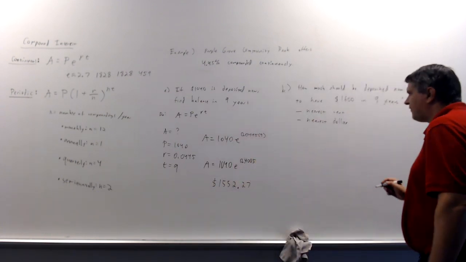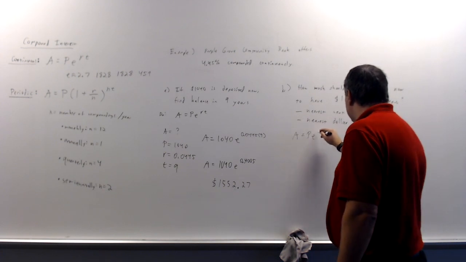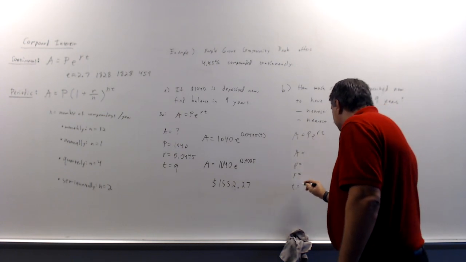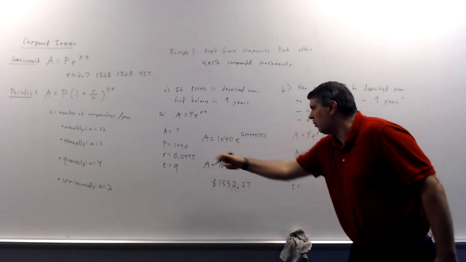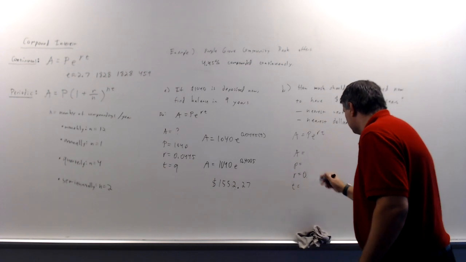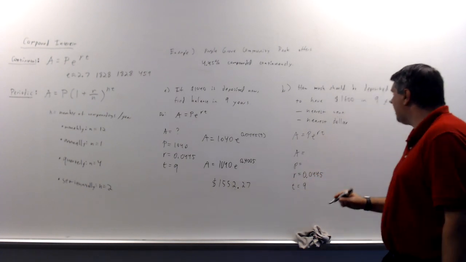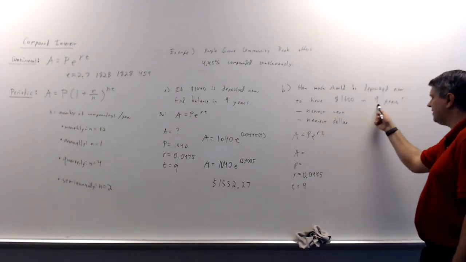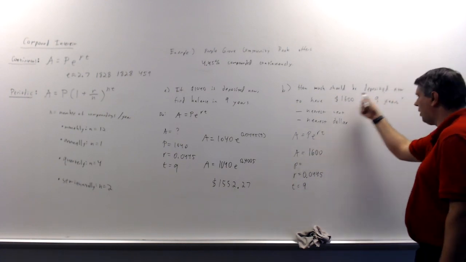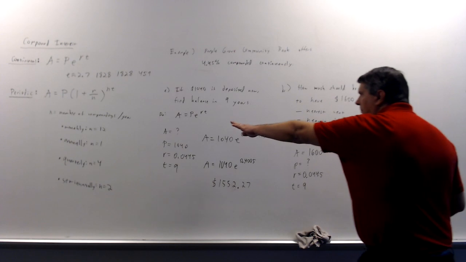Okay? Now for this one, it's still continuous. A equals P e to the rt power, where A equals, P equals, R equals, T equals. Well, the rate is still what it was before. T is 9. Now that 1,600 is what we're hoping to have in 9 years. That is an accumulated value. We don't know what we're depositing, what we're starting with. As I said, determine what your values are before you start plugging things in.